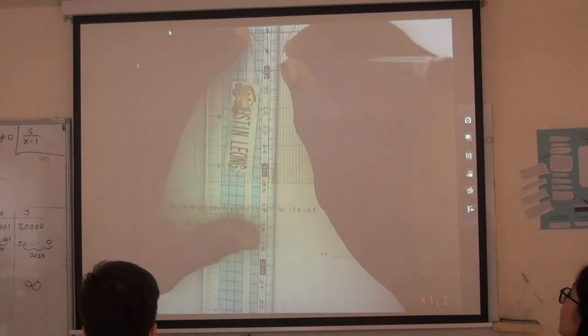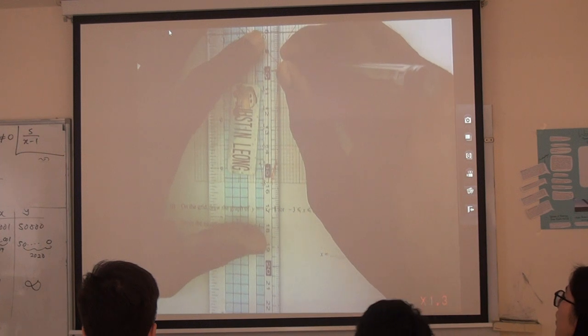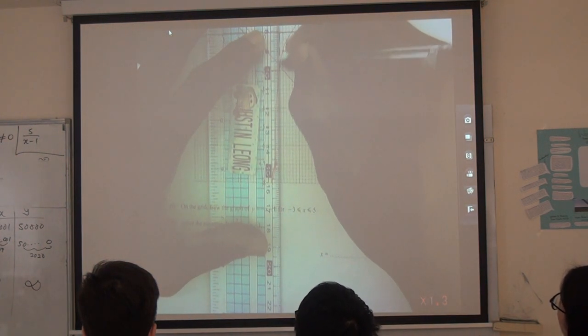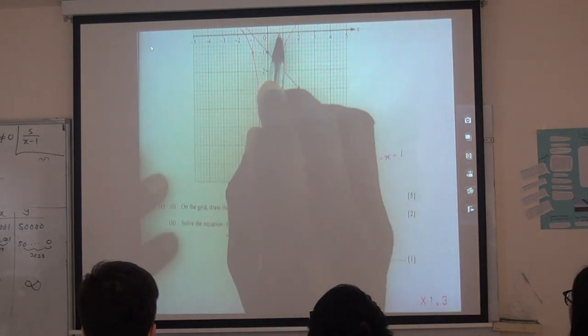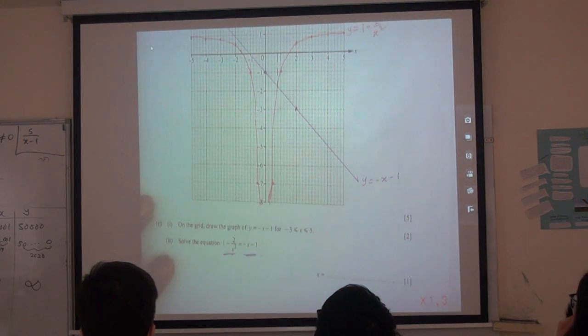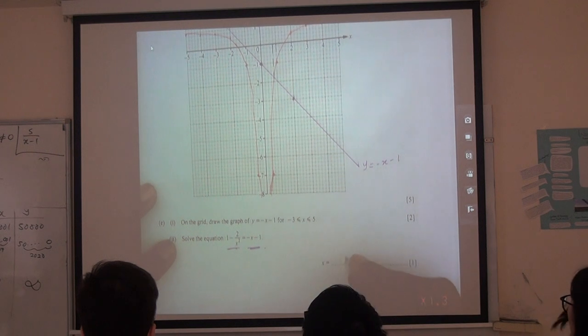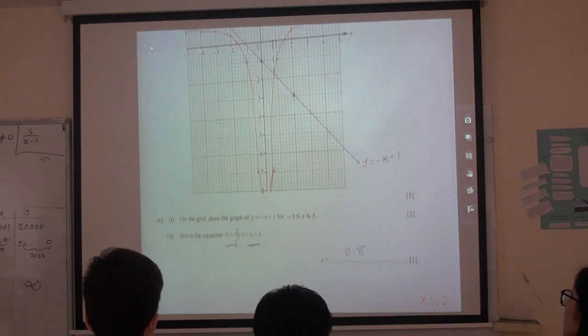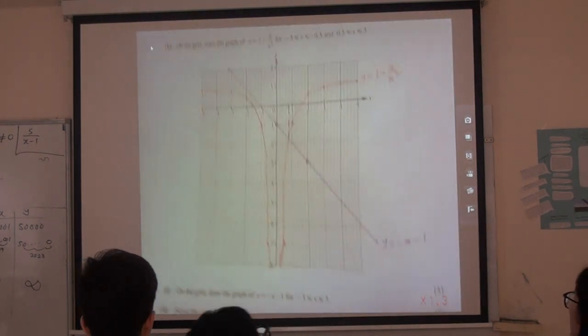So if you join this here, I will trace it to the x-axis. Can you see that? So what does that look like? 0.8. Does this make sense? Now, the next page is where you need to really pay attention.